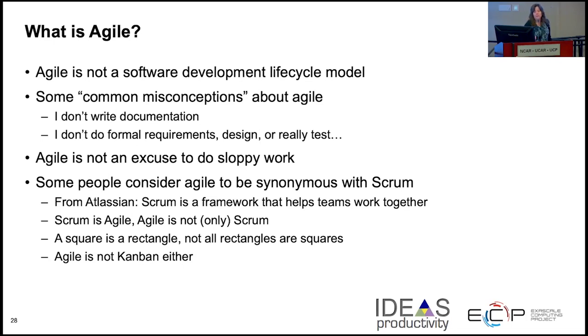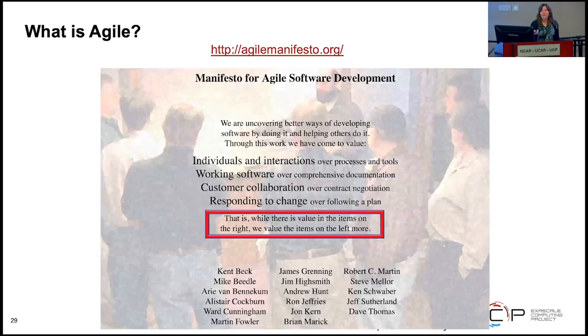So sometimes they say that Scrum and Agile are synonymous, but they're not. It's kind of like a square and a rectangle. Scrum is Agile. Agile is not only Scrum. And it's not Kanban either, but Kanban is a good place where you can get started. So I'm going to talk a little bit about Kanban, so that those of you who haven't used it can get started with it. I may talk about it without the slides in a minute.